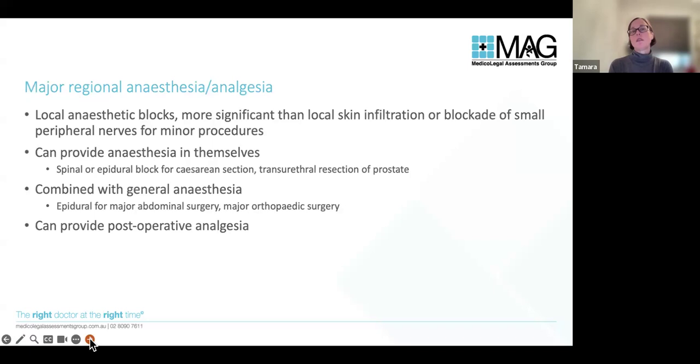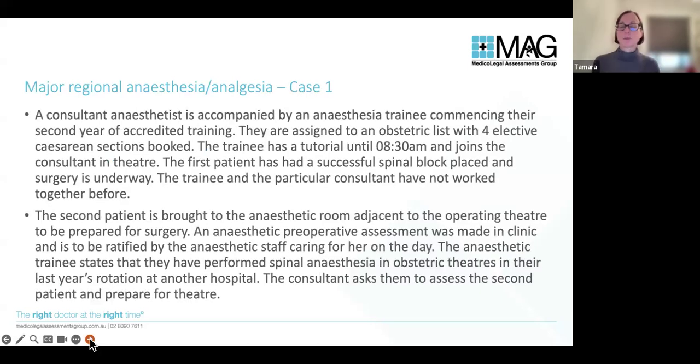Now, just briefly, these are major blocks, not like a local anaesthetic block for your skin or a small nerve. They can be the anaesthetic in themselves. So if you're having your caesarean section or your prostate operation, you can be awake or sedated for the prostate and actually not feel much except maybe a bit of touch, pressure and stretch. Sometimes you're off to sleep as well because we've got to ventilate you. You're having major abdominal surgery, or the surgery is going to be prolonged or more complicated. And these things also can give you pain relief post-operatively.